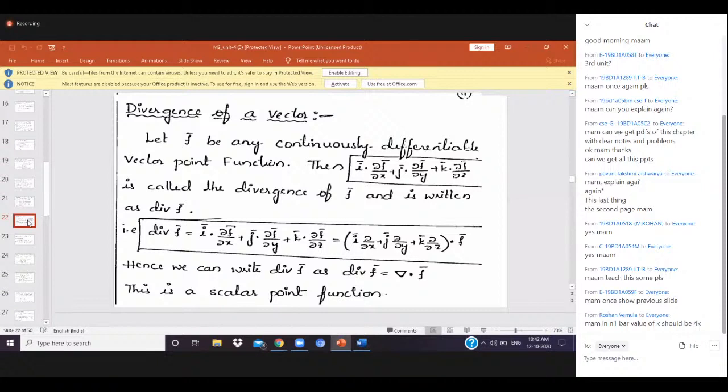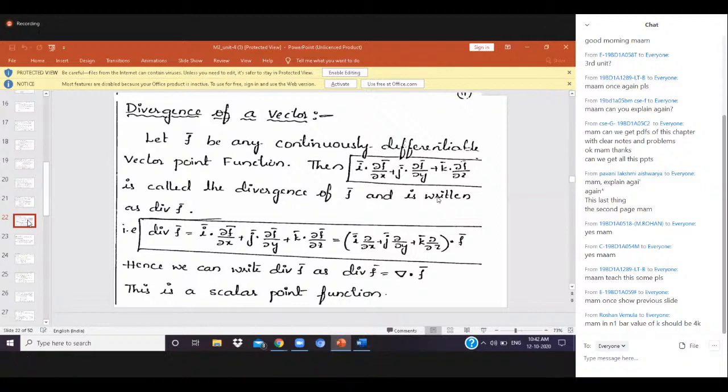Look at the difference between gradient and divergence. Here, in between there is i bar dot dou f bar by dou x. In gradient we don't have any dot product or cross product; we just multiply as usual. That is the difference between divergence and gradient when understanding symbolically. So i bar dot dou f bar by dou x plus j bar dot dou f bar by dou y plus k bar dot dou f bar by dou z is called the divergence of f bar, and is written as div f bar.